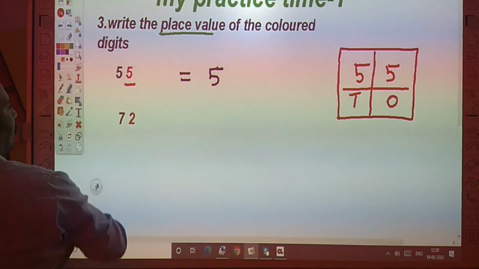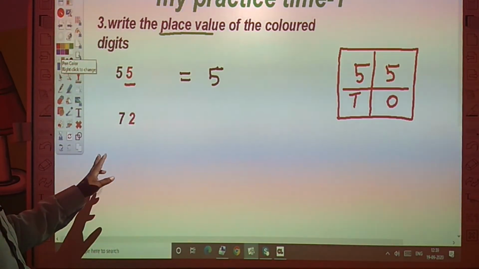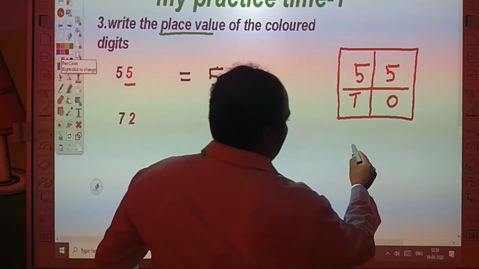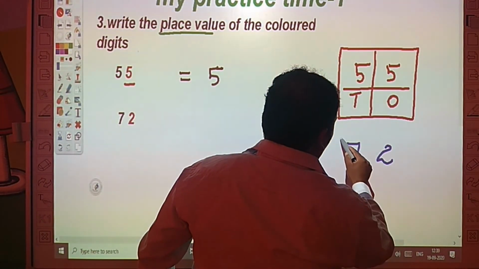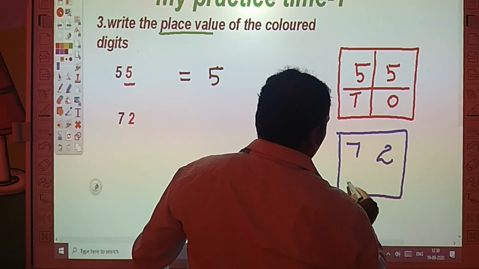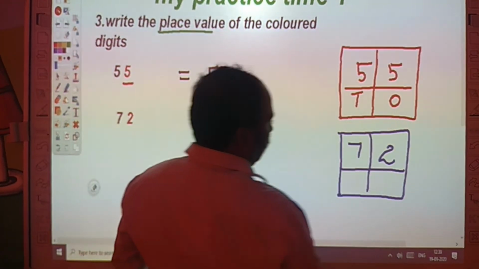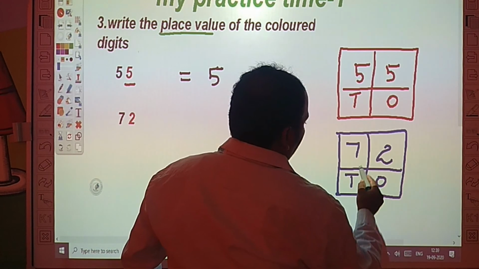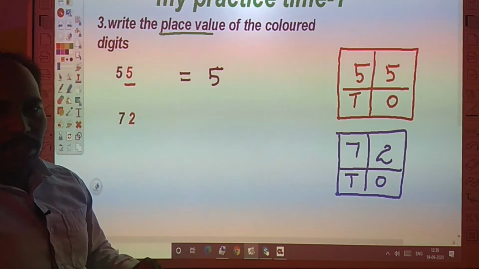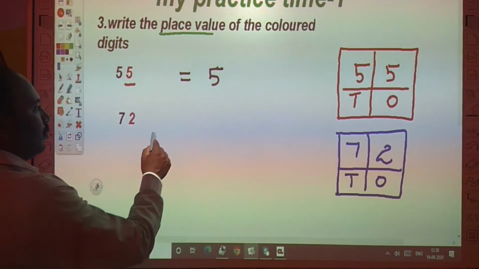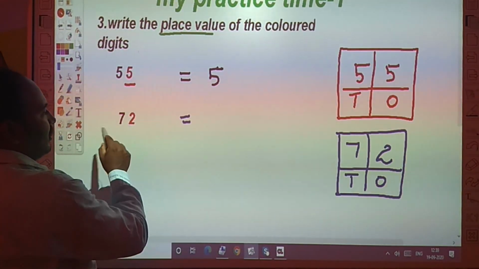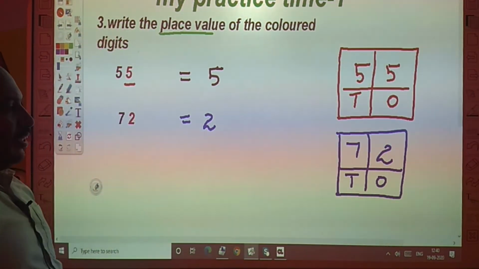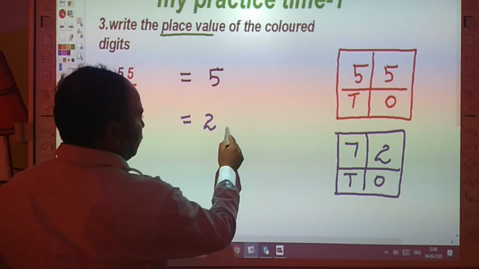The next one, 72. You want the place value of the color digit. The color digit is 2. Write the place value: ones and tens. 2 ones and 7 tens. So the place value of 2 is 2 ones.